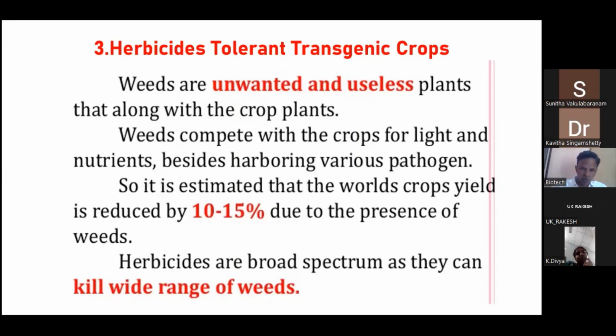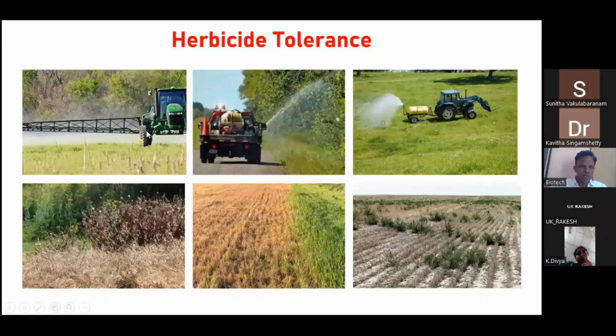So I can show you one example. See here what happens. This is a farmer spraying a lot of chemicals. They are herbicides, they are fungicides. This is how they try to kill herbs. Okay, this is what happens.